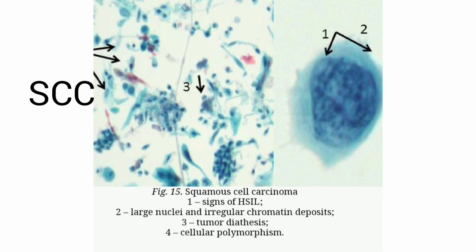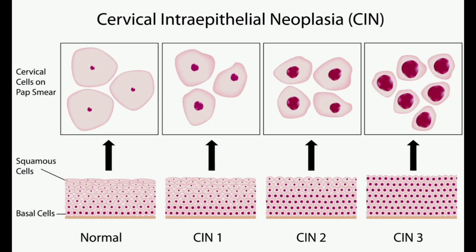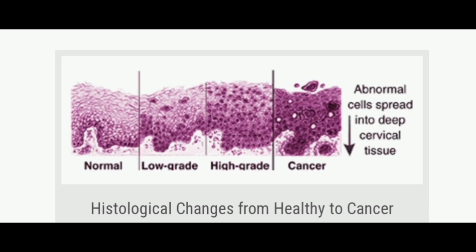Then this is the classical squamous cell carcinoma, in which we see tumor diathesis, there are large nuclei, and this is how we compare the histopath with the cytology: normal, CIN1, CIN2, CIN3, and there are cervical cells on pap smear. Also similarly, histological changes from healthy to cancerous ectocervix: normal, low grade, high grade, and cancer. Low grade corresponds to CIN1, high grade to CIN2 and 3.